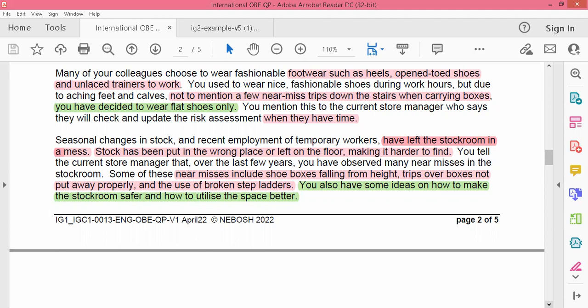At least you told them, which is positive, but because you are the health and safety person in this organization, you need to record these things. You tell the other manager also that we need proper records for these types of things. You also have some ideas on how to make the stock room safer and how to utilize this space better. You also know how we will make the stock room safe and how we will utilize this space in a better way. But this is a positive indication.